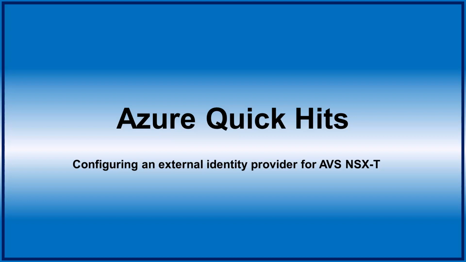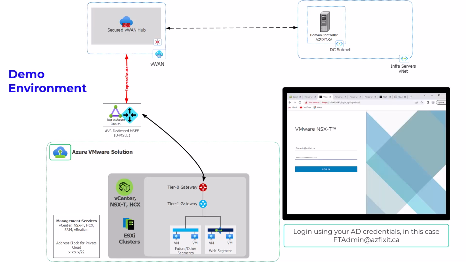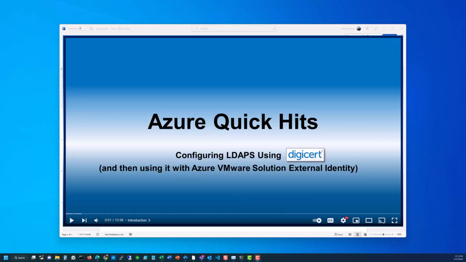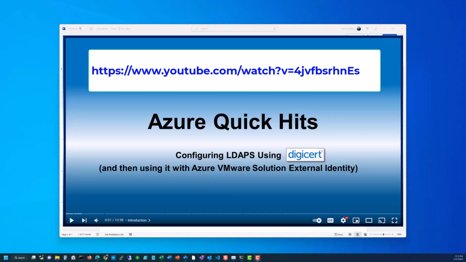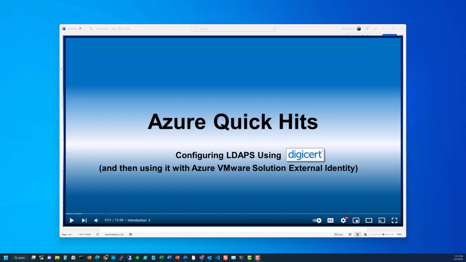In this demo, we're going to show you how to configure NSX-T, or at least the AVS version of NSX-T, to log into the NSX-T portal using domain controller credentials. This will enable you to assign roles to individuals based on their UPN instead of having to use the default identity provided in the AVS portal.